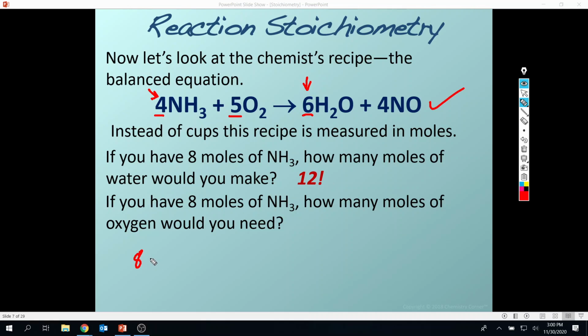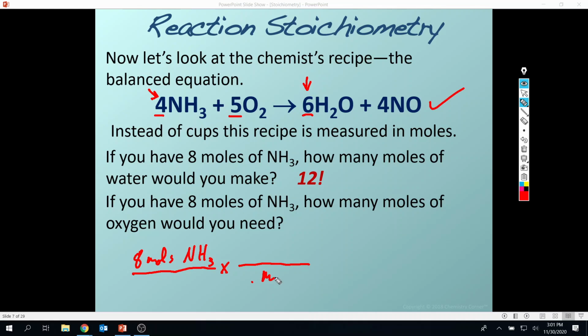What do I have? 8 moles of NH3. And again, if you're uncomfortable with the grid, you can multiply by a conversion factor. Remember that a conversion factor in this case, if we don't want to change the value of this, needs to be equal to 1. And so we need to put equivalent things over each other.